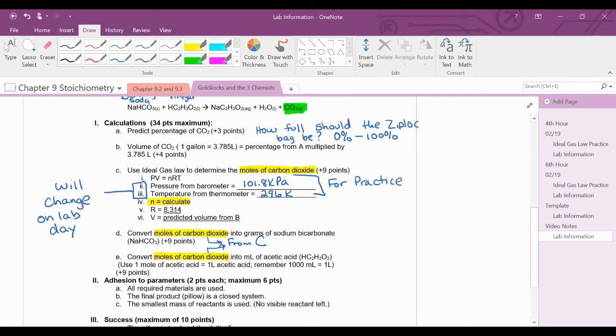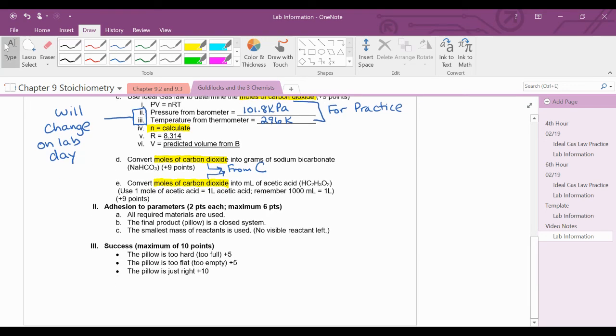On lab day, you will inflate your pillow when you're told to by your instructor, and your instructor will be Goldilocks and will come around and check to see if the pillow is too hard, too soft, or just right. Making sure all required materials are used, that it's a closed system, and that we don't see any visible baking soda in the bag, that's all 2 points apiece. Your success is a maximum of 10 points. If it's too hard, you'll get 5 points. If it's too flat, you'll get 5 points. If it's just right, you'll get 10.